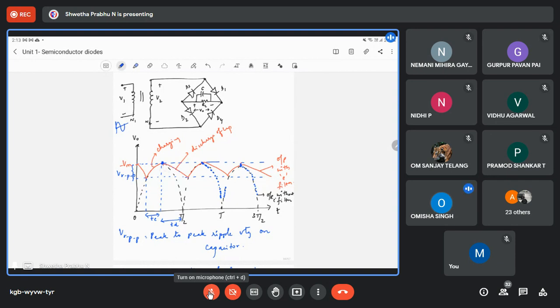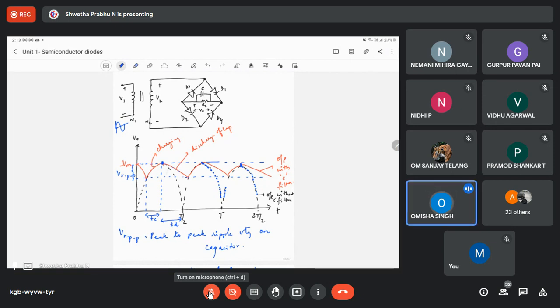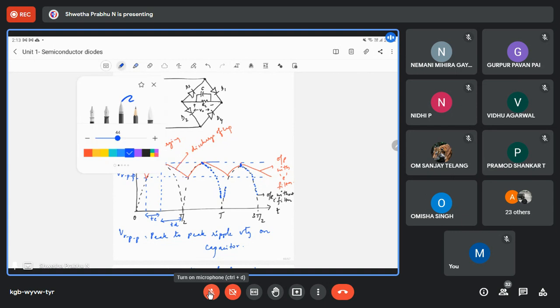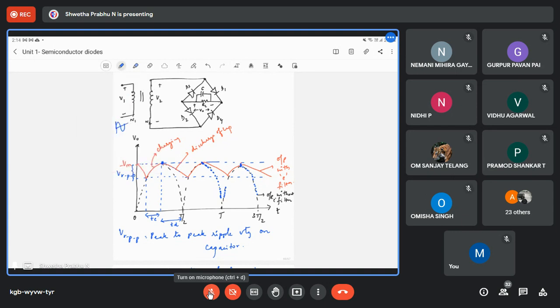Ma'am, your cursor isn't visible actually. The cursor is not visible. Just a second. Is it visible now? Yes, ma'am.